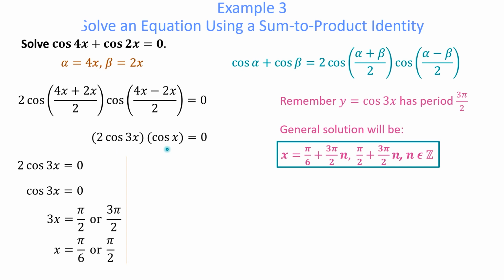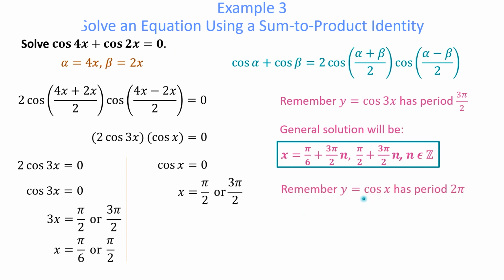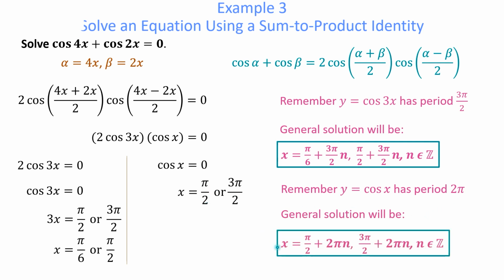So we need to now solve for this factor by setting this equal to 0. So cos x equals 0. And then when we solve for x, we get the values pi over 2 or 3 pi over 2 in the interval 0 to 2 pi. And again, similar to what we had before, there is no interval given here, so we want a general solution. Now we should remember that y equals cos x has a period of 2 pi. So the general solution will be pi over 2 plus 2 pi n and 3 pi over 2 plus 2 pi n, where n is an integer. And these two that we have in the red boxes are the complete solution to this equation over here.